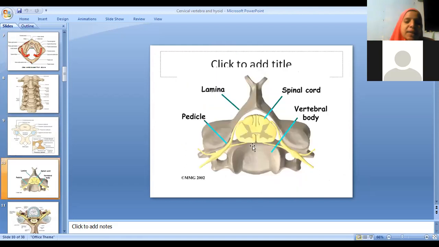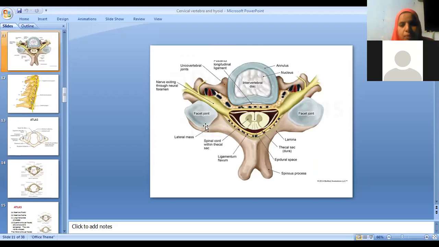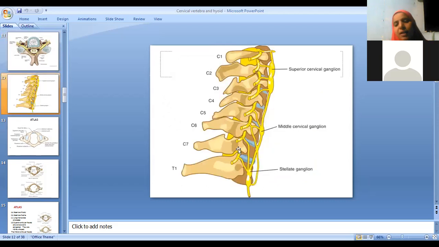You can see inside the cervical vertebra, the spinal cord is passing through, and cervical nerves are coming out through the intervertebral foramina. So we have the superior facet, inferior facet, and intervertebral joints at the transverse processes, and also in between the bodies. So this is the lateral view where you can see the spinal cord passing through the vertebral foramen, and the spinal nerves coming out through the intervertebral foramina.